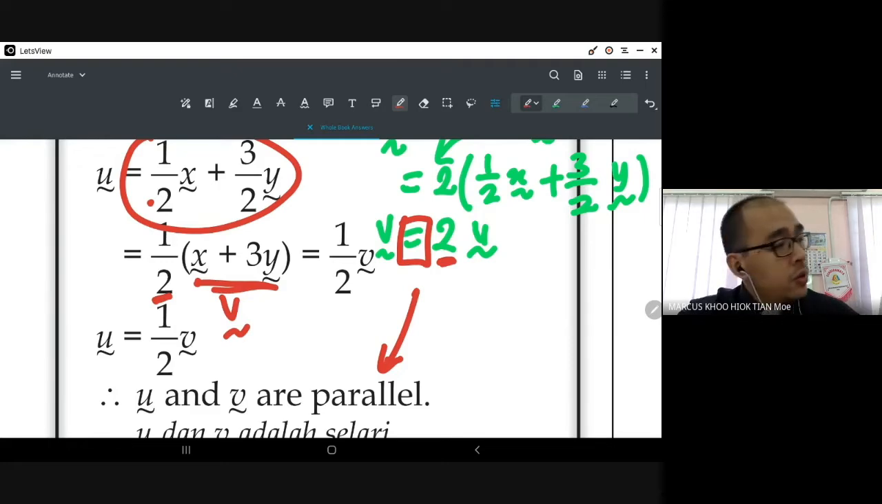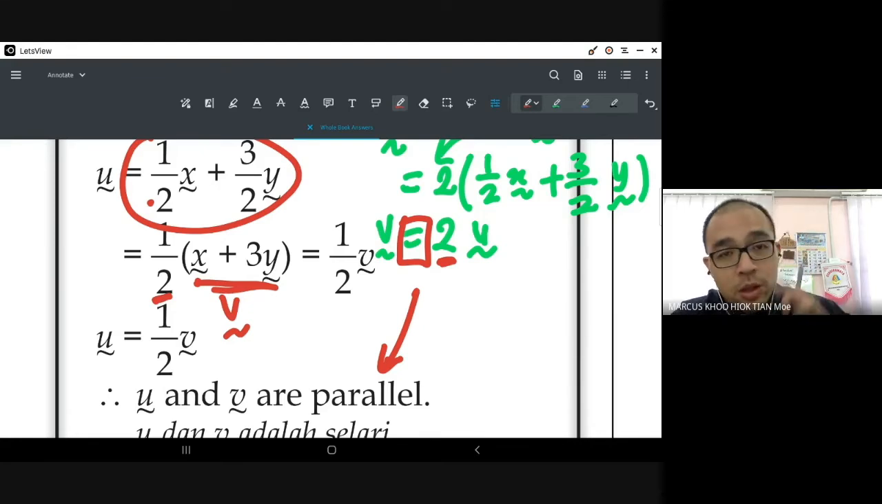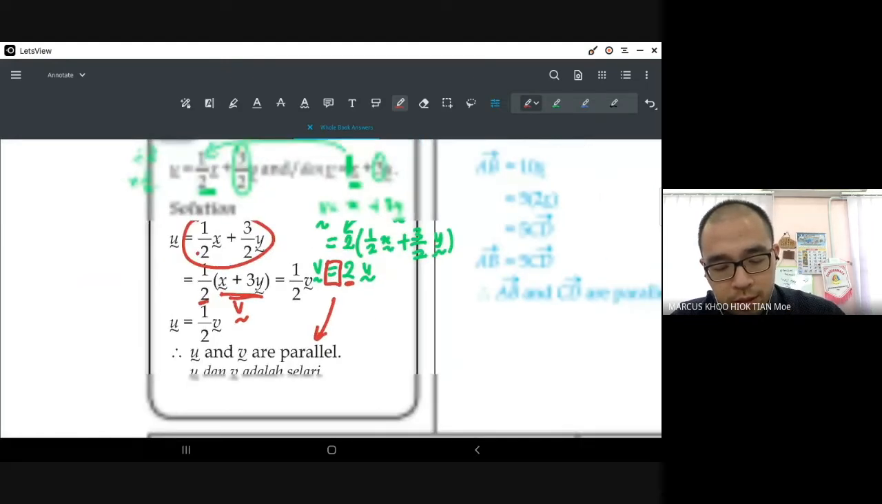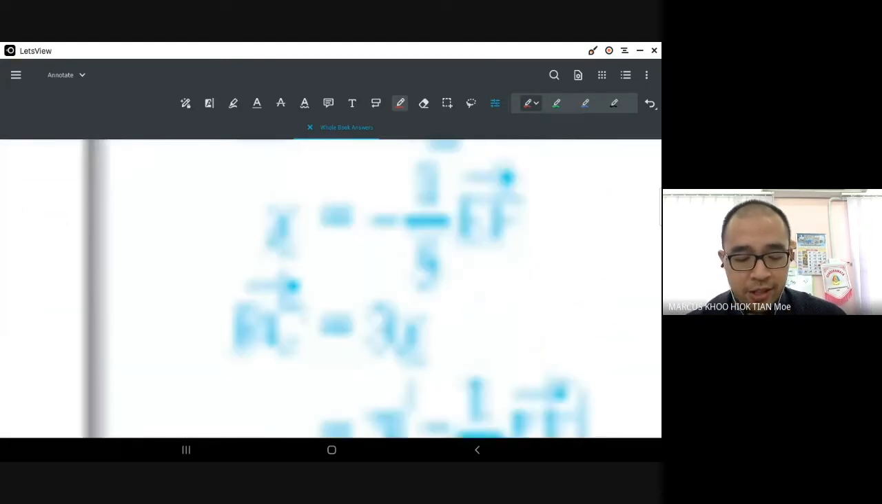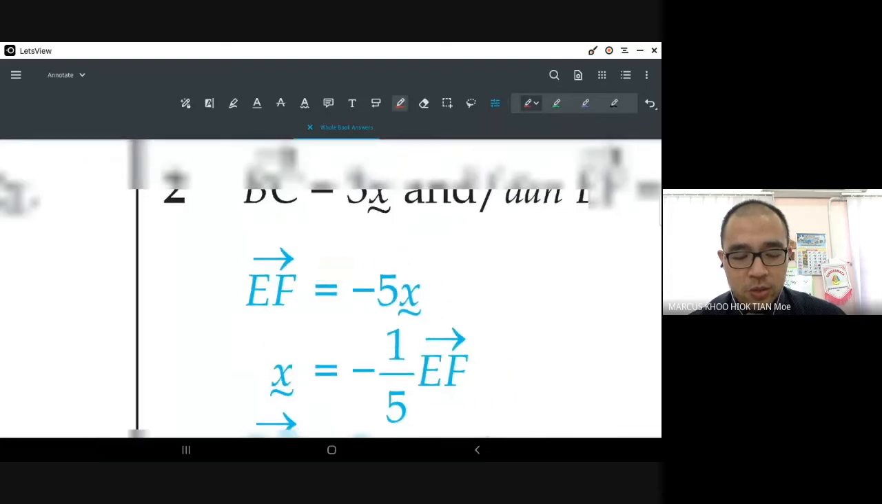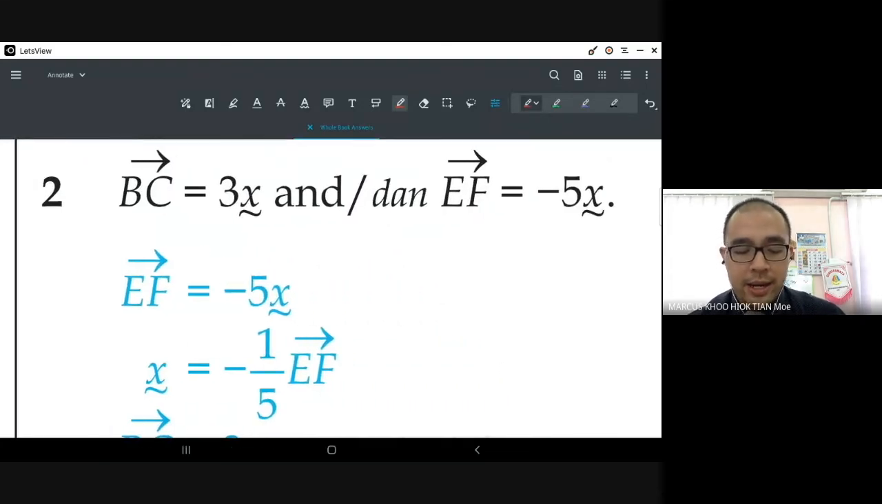Okay, so I want you to let me do another one now. Let me do number 2. Number 2 is a little bit difficult. Trying not to show you. Okay, so number 2 is 3x and negative 5x. And then I want to see whether it's parallel.